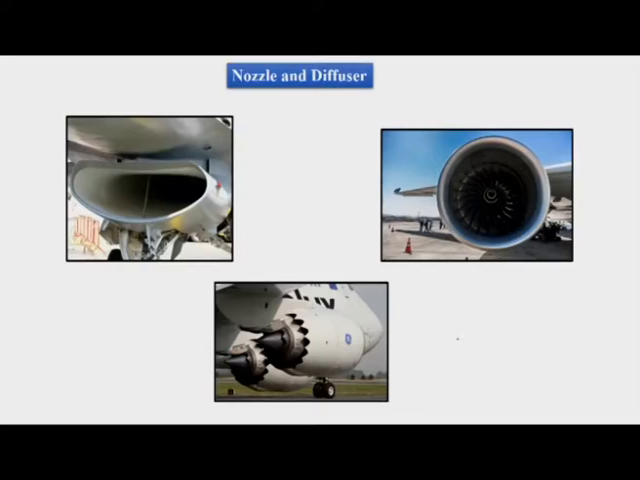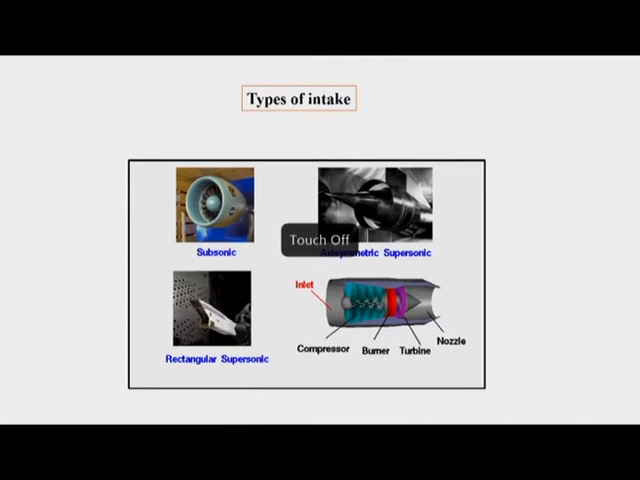So, nozzle and diffuser. In this first slide, we can see two types of intake shown. This is an intake and this is also an intake. But this figure is more for the nozzle, which is towards the exit of the gas turbine. So these are the components for today's discussion. We will start with types of intake.